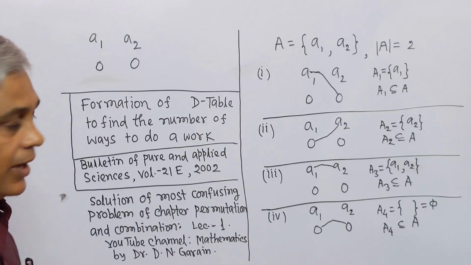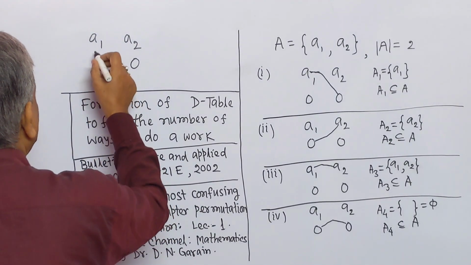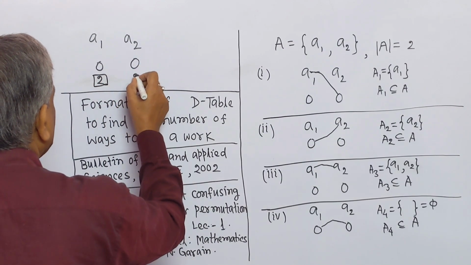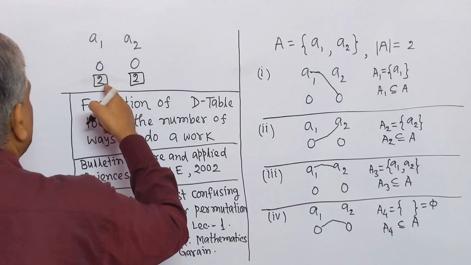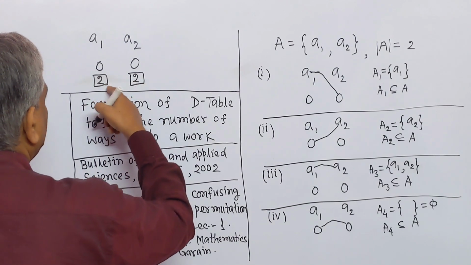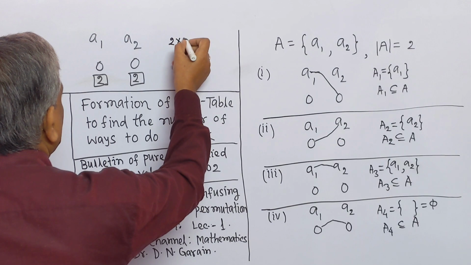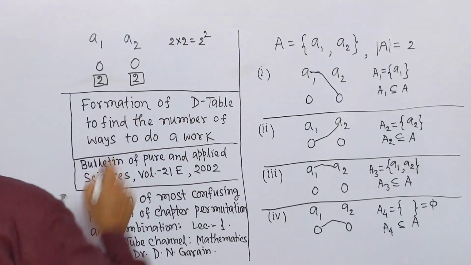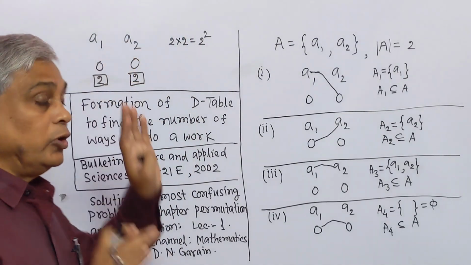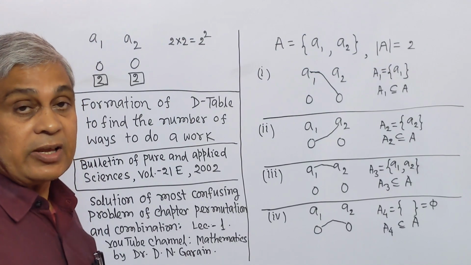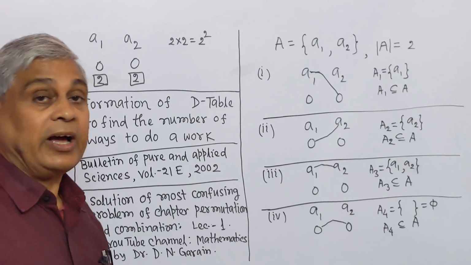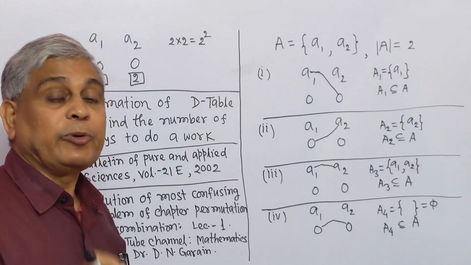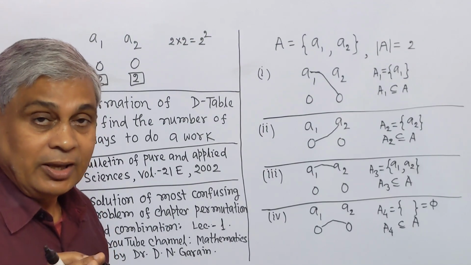We calculate this as number of entities in the first column being 2 and number of entities in the second column being 2. The number of possible curves is 2 multiplied by 2, means 2 squared, means 4. And in this way, we may get the number of possible curves. This concept came from the knowledge of D table. The concept of D table was given by me.